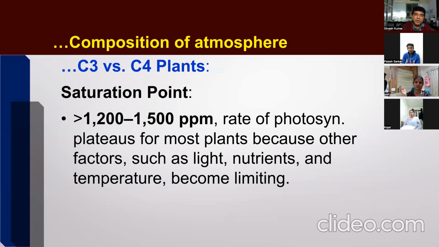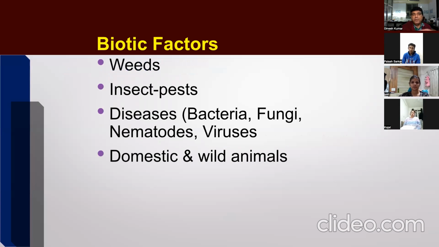You must know about the law of minimum or law of limiting factors. It is not possible to increase yield or growth when one other input is at its lowest level, or minimum. I'll speak on that. So this is 1200 to 1500 ppm.